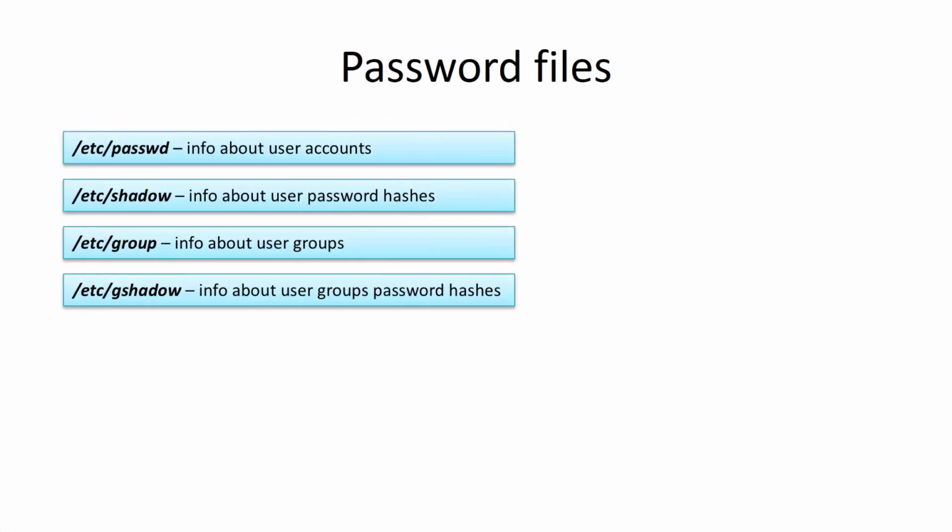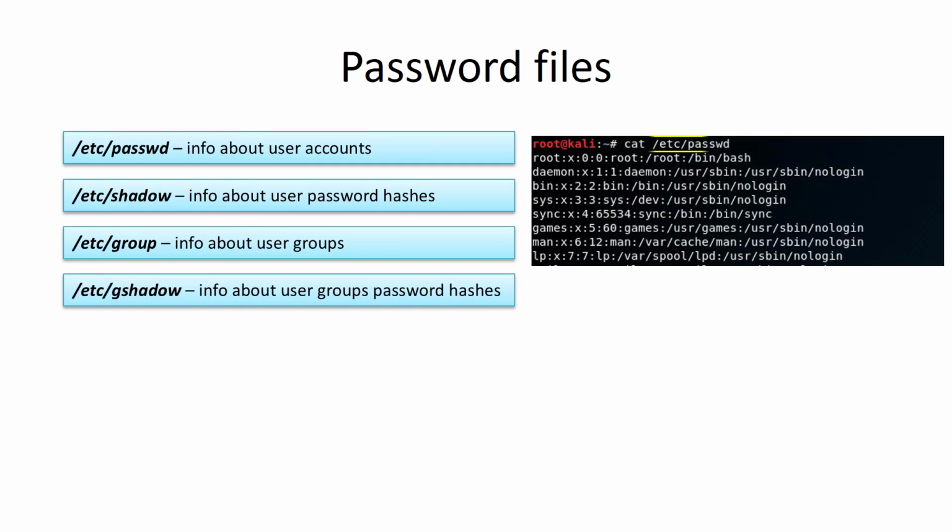If you are going to retrieve the list of local users and their passwords, the following files will give you desired information. In Linux and Unix systems, user accounts and password hashes are stored in two separate files. For example, passwd file looks like this. It contains user account and some information about user.